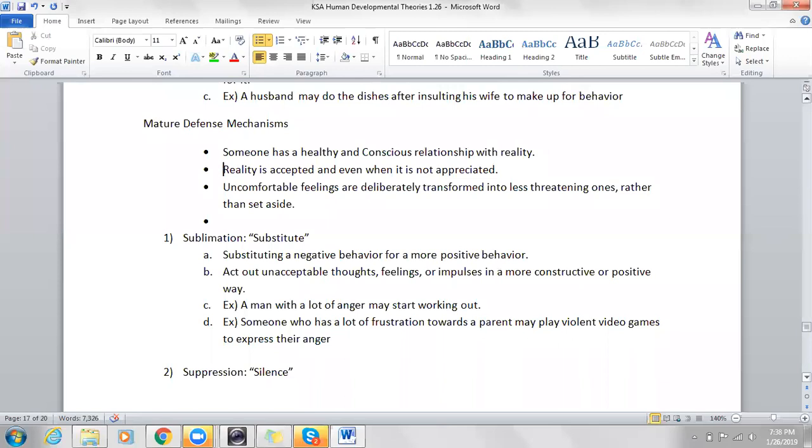So within this, we look at sublimation and think of the word sub because we're substituting something. So we're substituting a negative behavior in place of a positive behavior. And an example here is a man with a lot of anger starts working out. And someone who has a lot of frustration towards a parent may play violent video games to express their anger. Someone that wants to self-harm may start drawing on themselves.